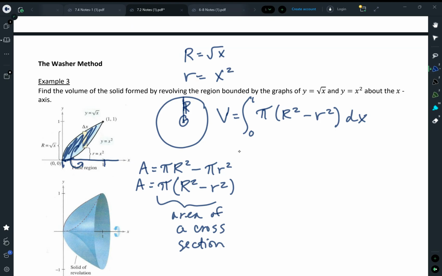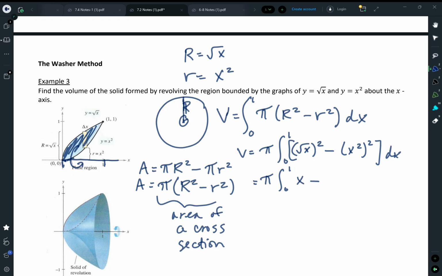So what we're going to end up with is the volume, and I'm going to put pi in front, from 0 to 1 of square root of x squared minus x squared squared. And then let's put a dx on the end of this. So I want to go ahead and square. Square root of x squared is just an x, which is lovely. And then this is going to be x to the fourth.